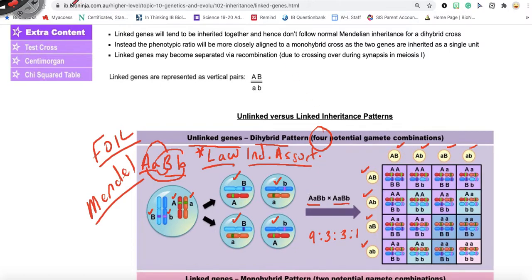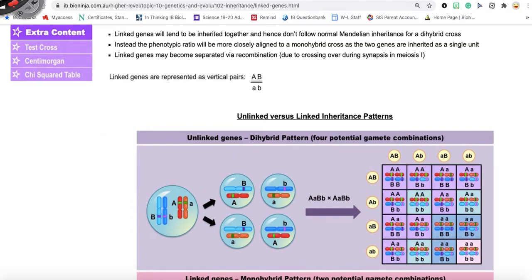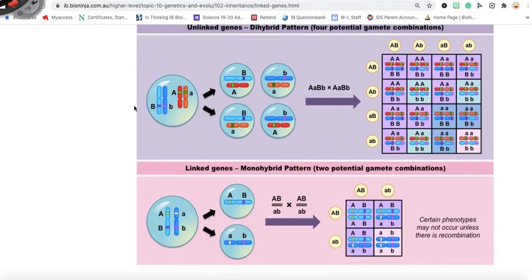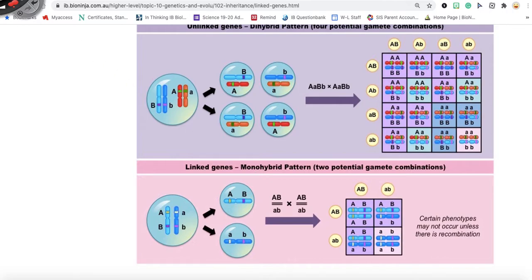All right. So what are linked genes then? How can we show it in a picture here? This is what a scientist known as Thomas Morgan saw. He saw these linked genes that follow a monohybrid pattern instead of a dihybrid pattern. It's kind of like how you would do a Mendelian dihybrid cross when you do it incorrectly.